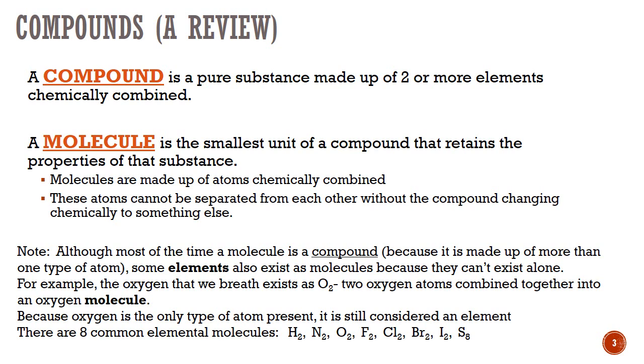Most of the time, a molecule is a compound made up of more than one type of atom, but there are a few elements that actually only exist as molecules because they can't exist as one atom. They have to combine with something else, and so the elements here that you see, hydrogen, nitrogen, oxygen, fluorine, chlorine, bromine, iodine, and sulfur, when they exist in nature, they exist as molecules. Although remember the term homoatomic, they're homoatomic molecules, and so they still are considered elements.